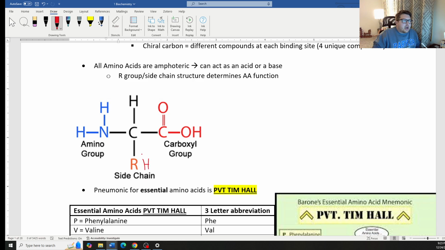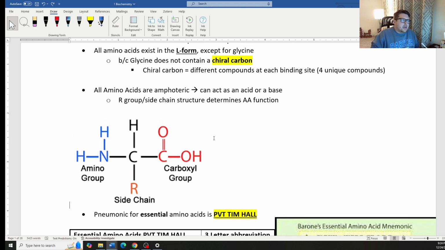So we talk about a chiral carbon. It means that there's a central carbon with a different compound at each binding site. Looking at this, because we have a hydrogen up top and our R group is a hydrogen, glycine does not have a chiral carbon. This is very often asked on part 1 boards. They like to ask about glycine.